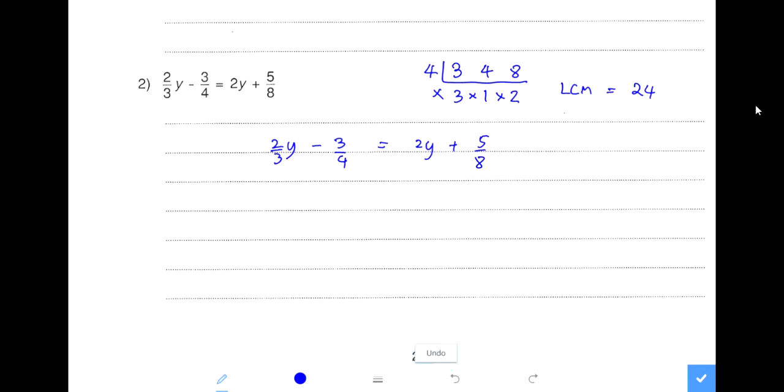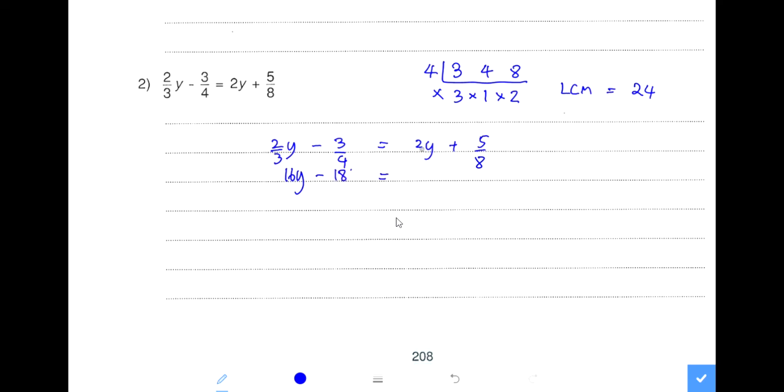So you have 16y. Okay, I'm going to write 16y. And then here, 3 over 4 when you multiply with 24, right? If you multiply 4 times 6 is 24, so 6 times 3 will be 18. Okay, so you will have 18. Maybe I don't have to take it out. Okay, I'm going to write 18.